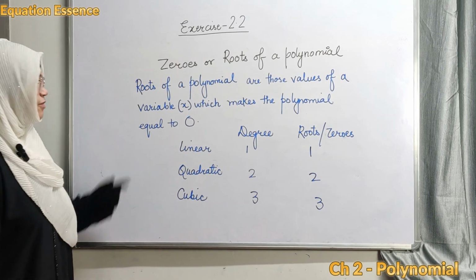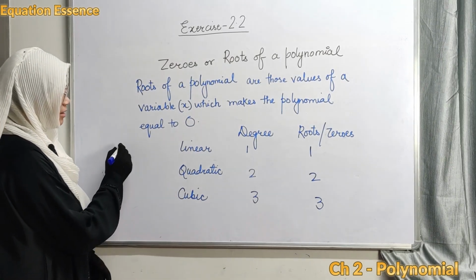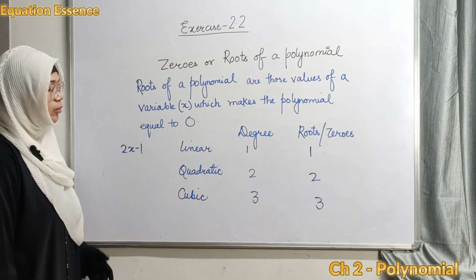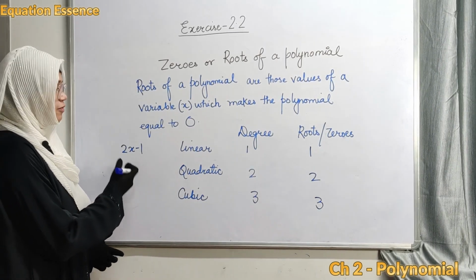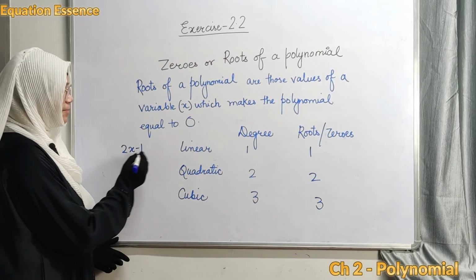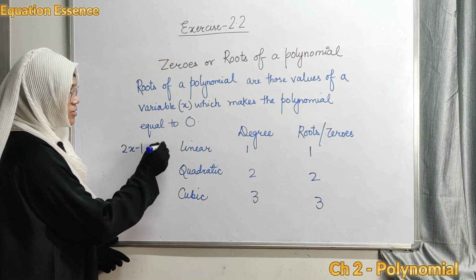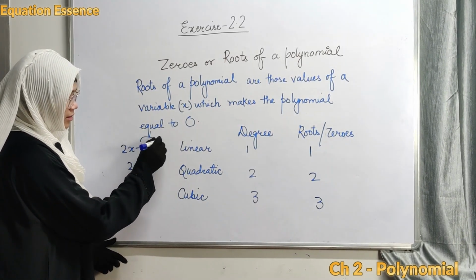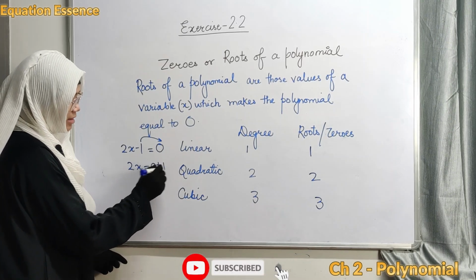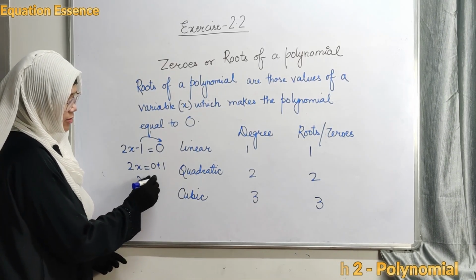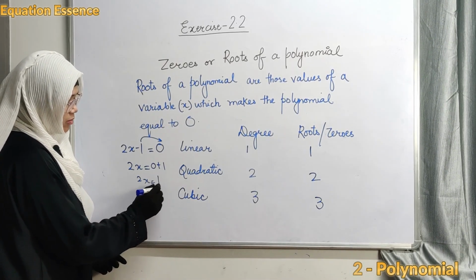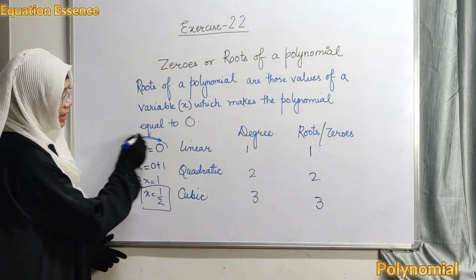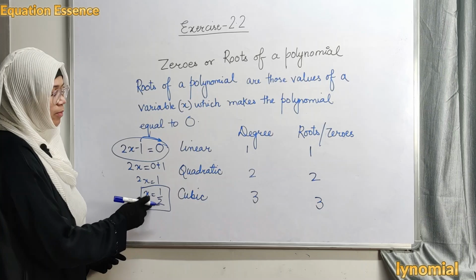For example, if we take one example of linear, 2x minus 1 is a linear polynomial. If you want to find the root of the linear polynomial, we simply put this equal to 0 and we get 2x minus 1 equals 0, so 2x equals 1, x equals 1 upon 2. The root of the polynomial 2x minus 1 is 1 by 2.